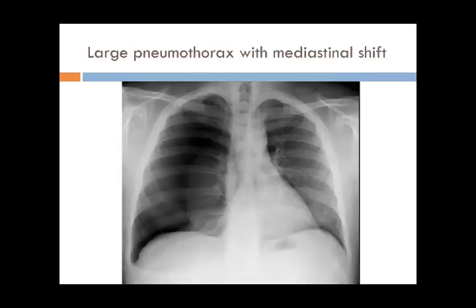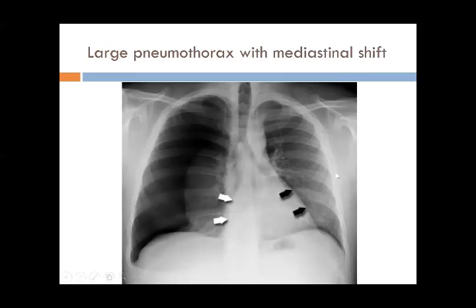Then there comes this one. Now it is very obvious in this X-ray. What is obvious? Tell me. Did you see that? Anyone?